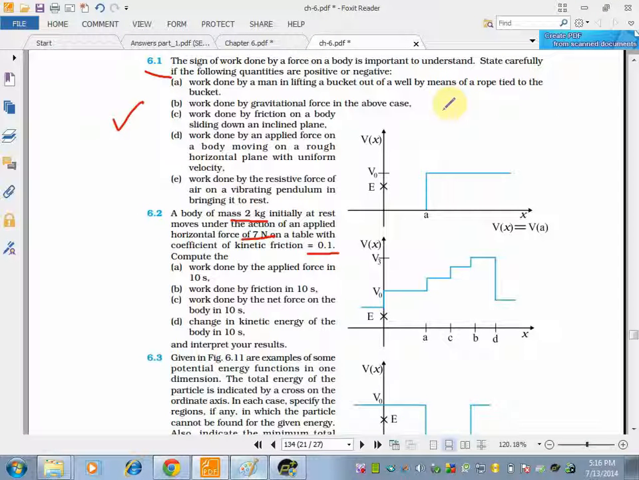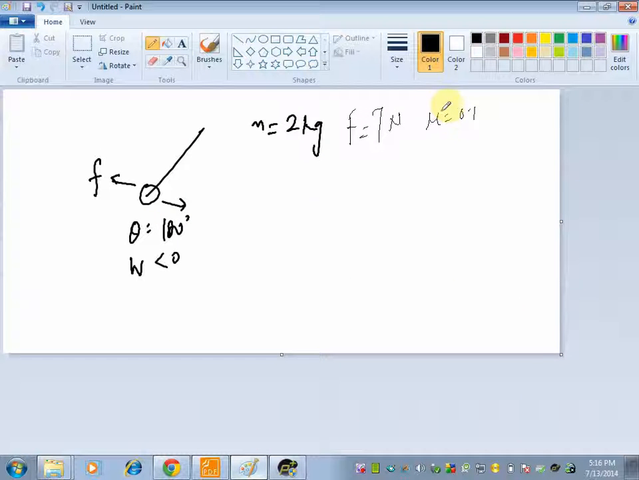Okay, now what kind of object is this? A body of mass 2 kg. So nothing is mentioned, so I'll be taking a simple block placed on a table.